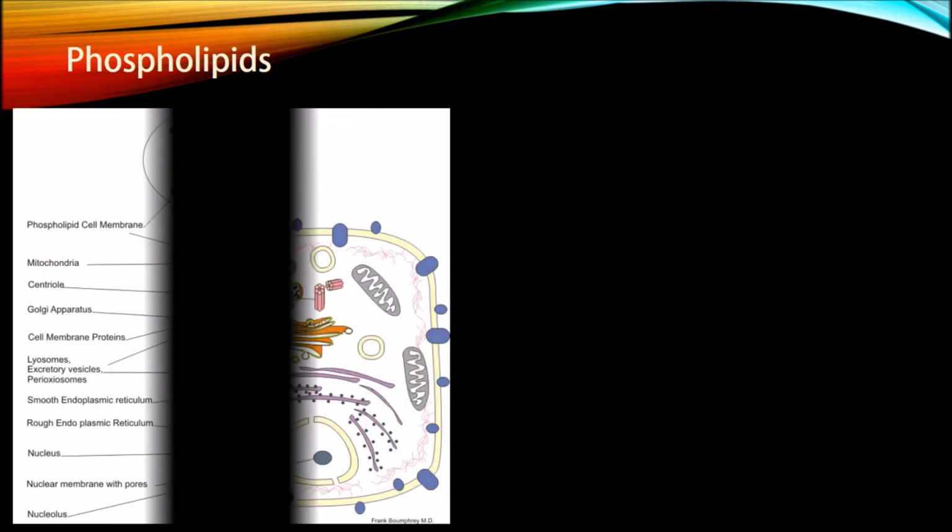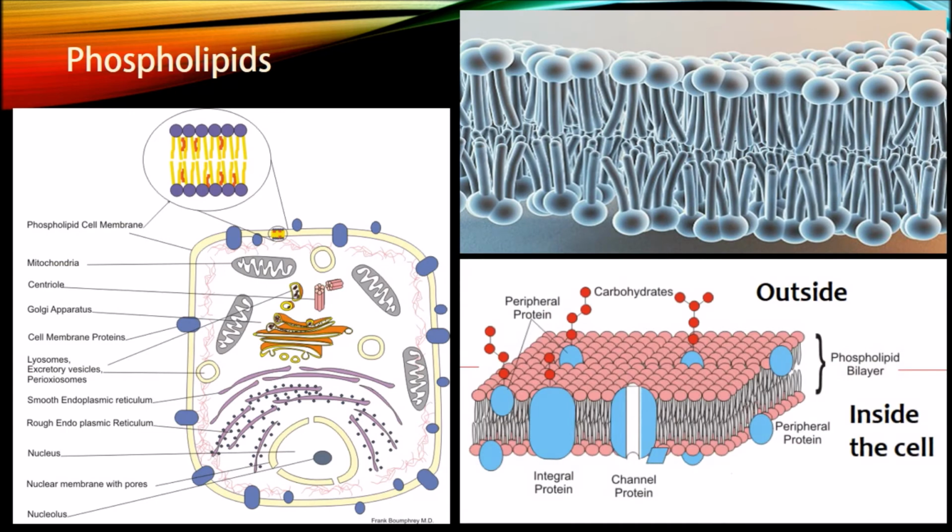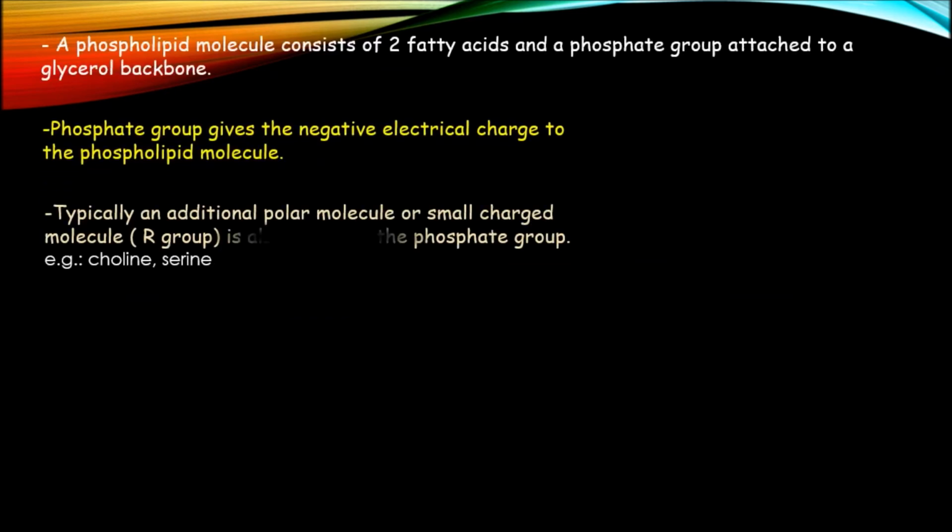Phospholipids. They are major components of the cell membrane which separates the inside of the cell from its surroundings. Cell membrane consists of two layers of phospholipids with their heads facing outward and their tails pointing inward. A phospholipid molecule is made up of two fatty acids and one phosphate group attached to one glycerol molecule.